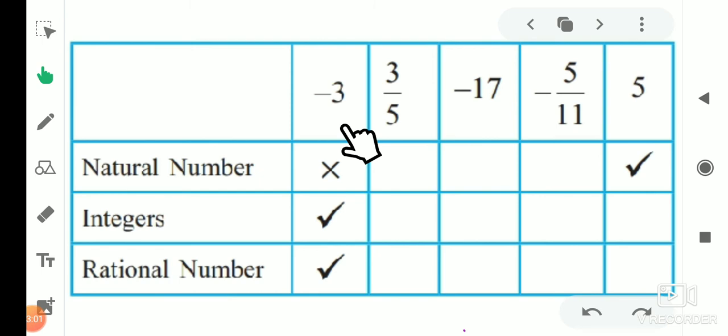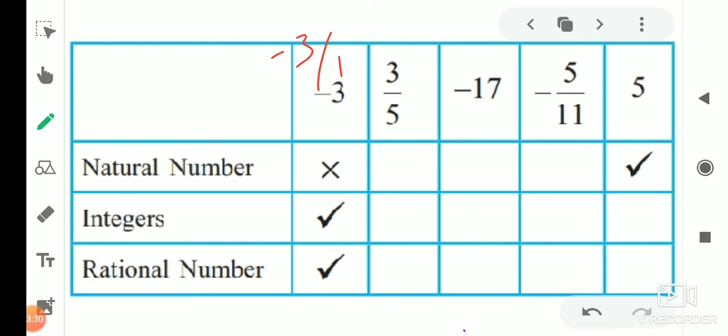Minus 3, is it a natural number or not? No, it is not a natural number because it is a negative number. Is it an integer? Yes, it is an integer number because it contains a negative number. Is it a rational number? Yes, it is a rational number because we can write minus 3 as minus 3 upon 1. We can write it in different ways.